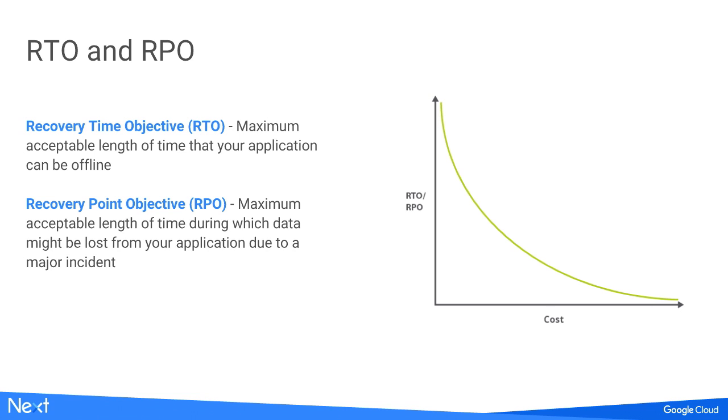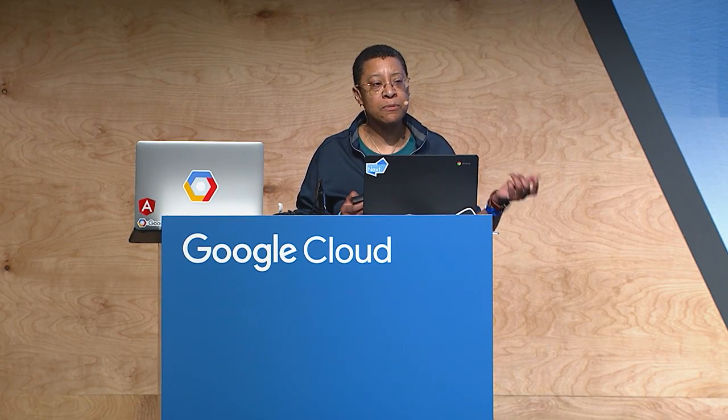So taken together, these metrics have a roughly asymptotic impact on your bottom line, which means that the smaller your RTO and RPO value, the more your application will cost to run.